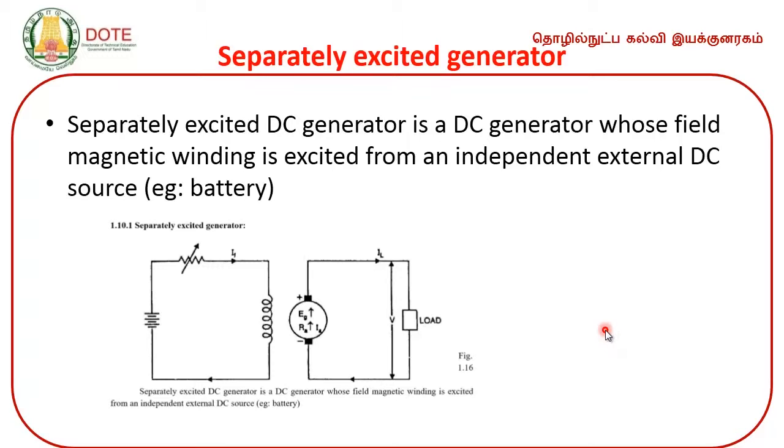Now, first we will deal with the separately excited DC generator. A separately excited DC generator is a DC generator whose field magnet winding is excited from an independent external DC source, for example a battery. So, here is the block diagram of a separately excited DC generator, whose field winding is excited. This is the field winding which has been excited from an independent battery. This is the independent battery.